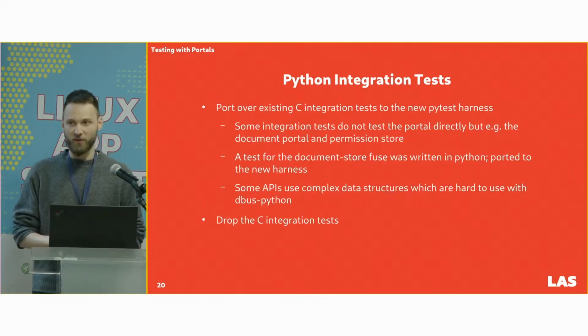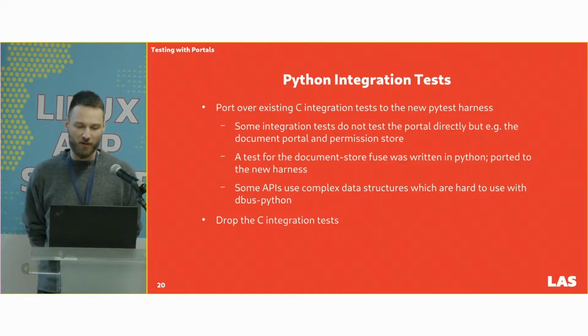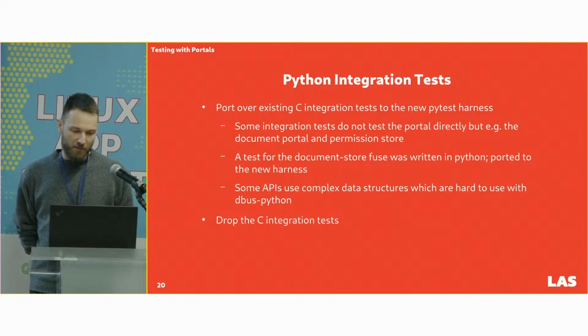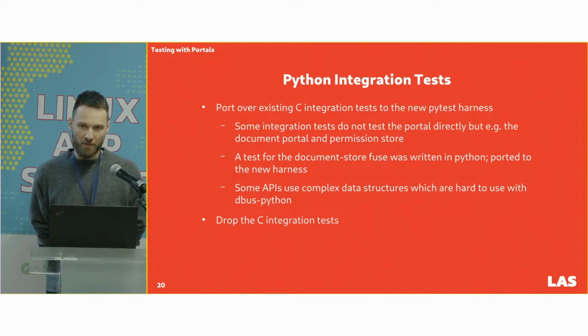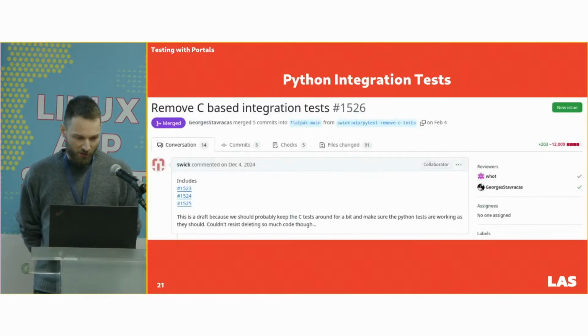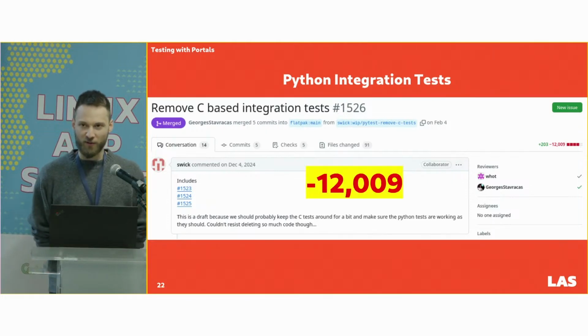And then I ported over most of the tests. Not most of them, all of them. I took all of the C tests and ported them over to the Python harness. There were some odd cases in there as well, because the FUSE file system had different tests, but overall I managed to push everything over to the Python framework, and it was quite nice at the end. And then we dropped the C integration tests in the next release, which was merged in February and is 12,000 lines of code that we could remove.